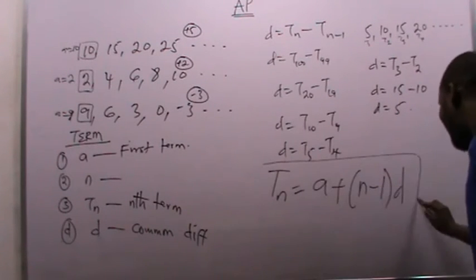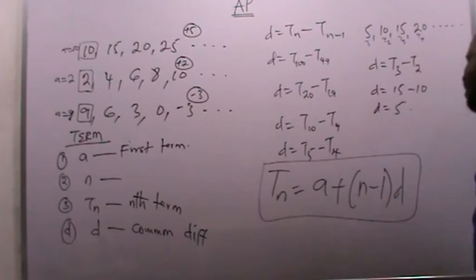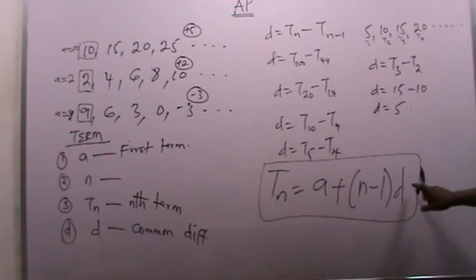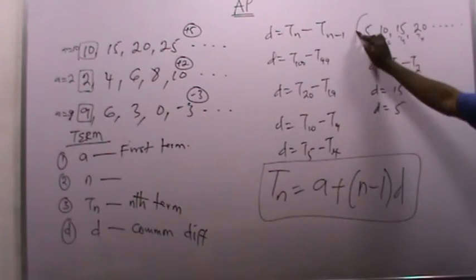This is the formula you use to get the number of terms, or the first term, or the common difference in an AP. We are going to use this formula to solve past questions. But before we go into past questions, let me quickly use this formula to solve this example here.